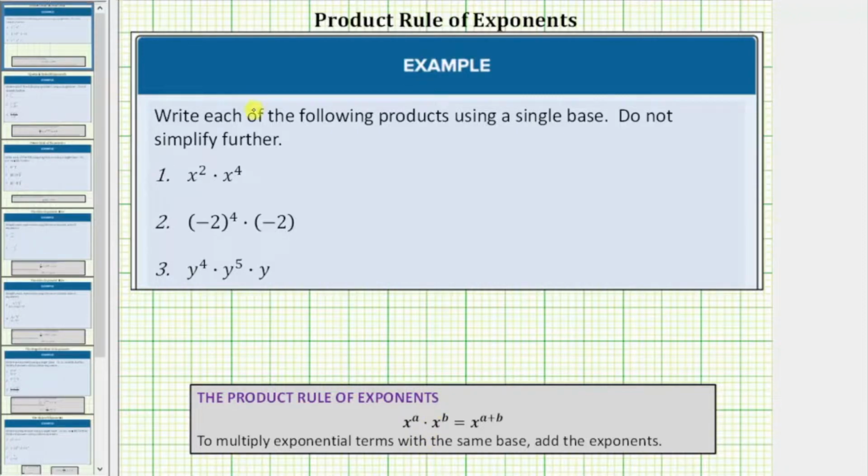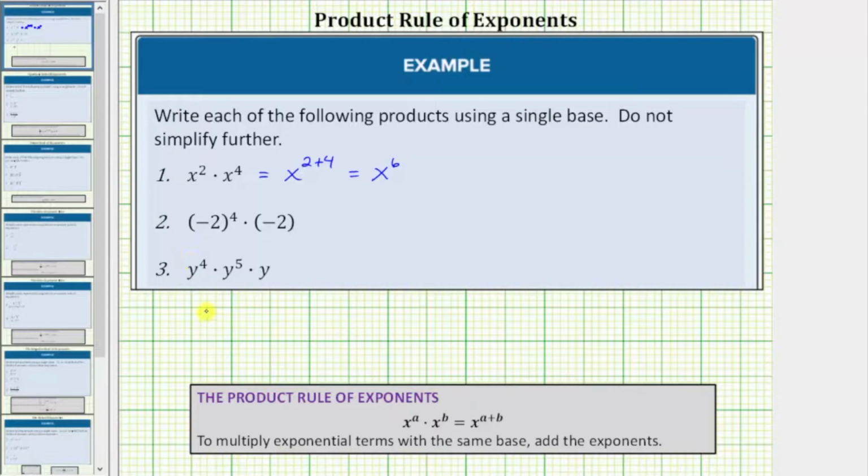Going back up to number 1, because we are multiplying and the bases are the same, to determine this product, we add the exponents. X to the second times x to the fourth is equal to x raised to the power of 2 plus 4. 2 plus 4 is equal to 6, and therefore the product is x to the sixth. Let's look at this again and see why this makes sense.